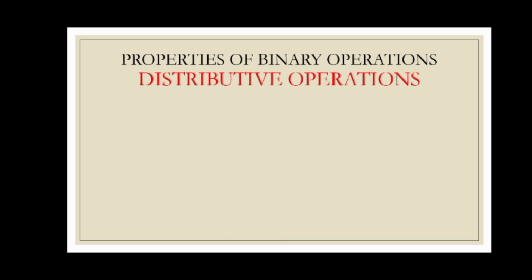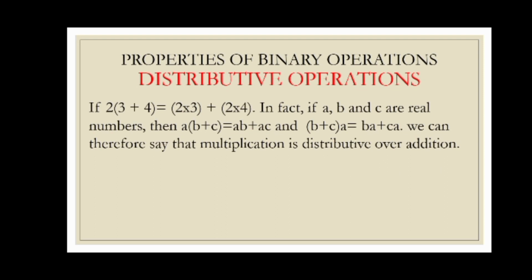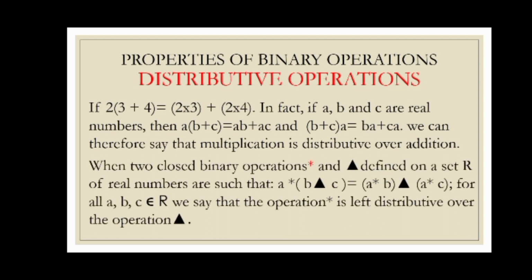That's distributive operation. Okay, so if we have 2 into bracket 3 plus 4, upon expansion using the distributive property, you multiply. So that will be 2 times 3 plus 2 times 4. You get the same answer, right? Good. This is distributive operation.